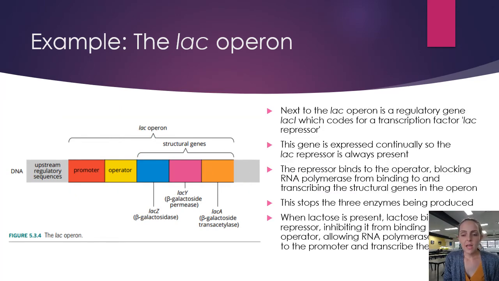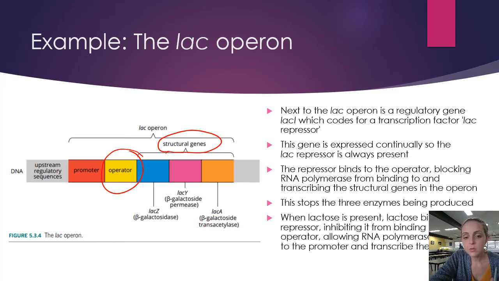Okay, so next to the LAC operon, and it's not shown in this diagram, there's a regulatory gene which is going to code for that repressor transcription factor. That gene is expressed continually, so that means that the repressor protein is always present. Now, in this particular example of the LAC operon, because the repressor is always present, it's going to be bound to this operator, and it's going to block RNA polymerase from binding, and therefore we're not going to get these structural genes being produced.